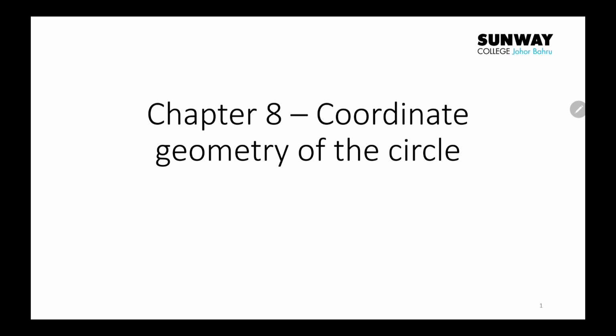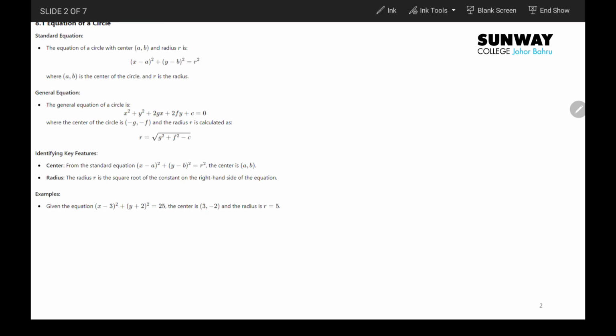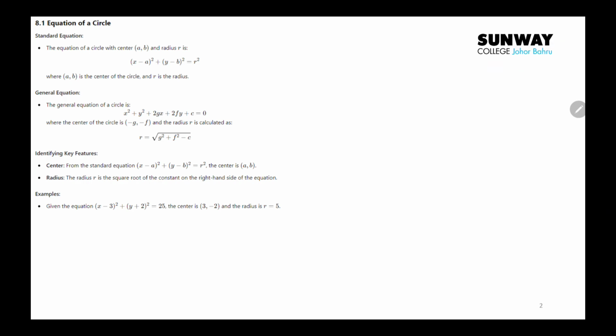In this chapter, we are going to learn coordinate geometry of the circle. So, equation of a circle, basically. The equation of a circle has several ways to write it. One of the ways is to write it in the center and radius form. In this particular form, you determine the center as (a, b) and the radius as r.